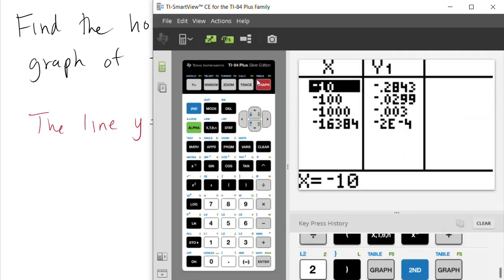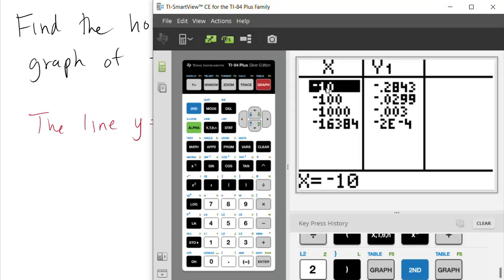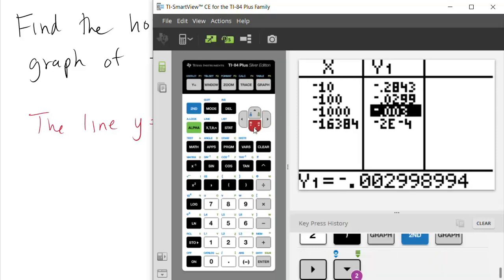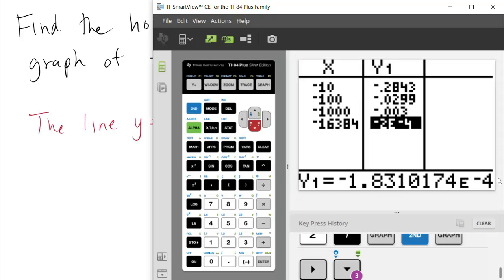And you can see it here already with the numbers I've plugged in. As the inputs get progressively smaller without bound, the outputs get smaller and smaller. That last one looks big, but it's actually in scientific notation. So that's like negative 0.00018. These are getting really, really close to 0.